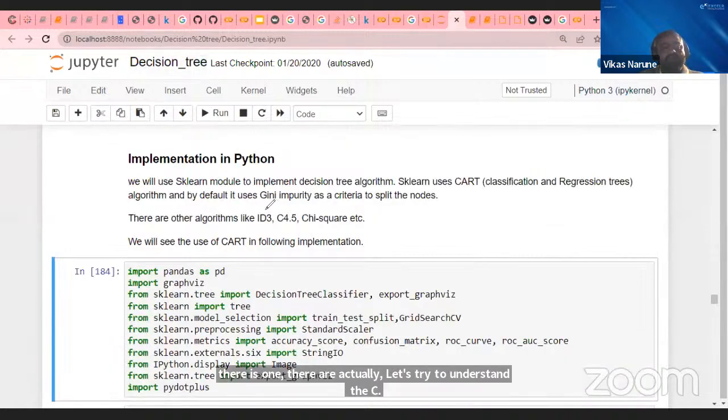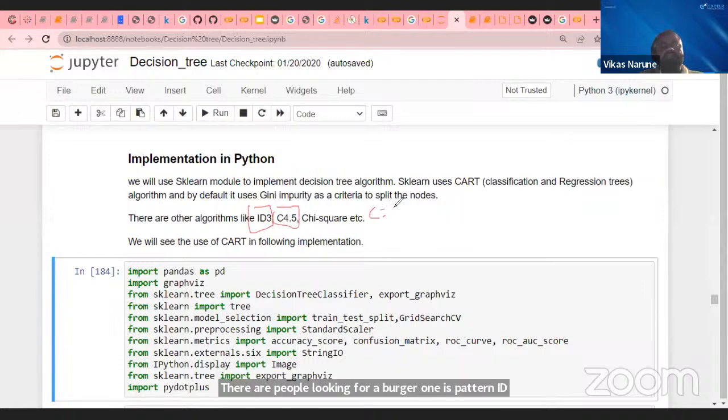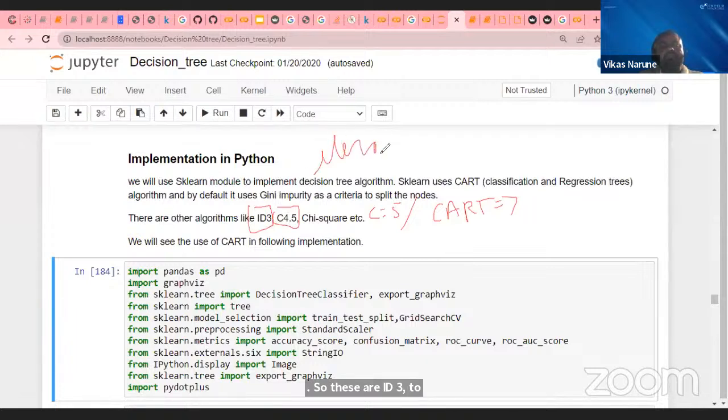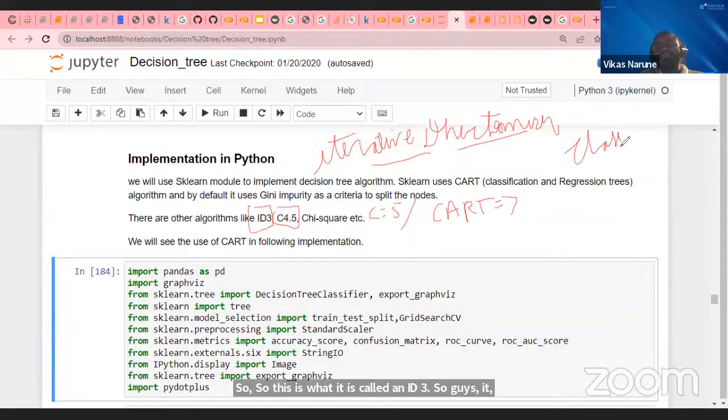There are different algorithms. One is called ID3. One is called C5 now. Actually, C4.5 has become C5 now. And one is called CART, guys. This ID3 is Iterative Dichotomizer. So it was previously used only for classification purposes.